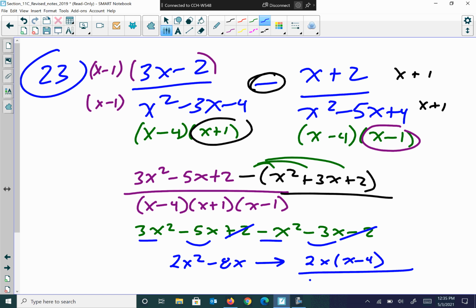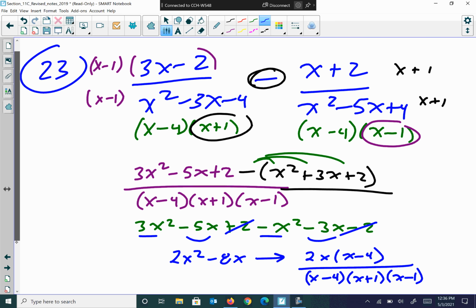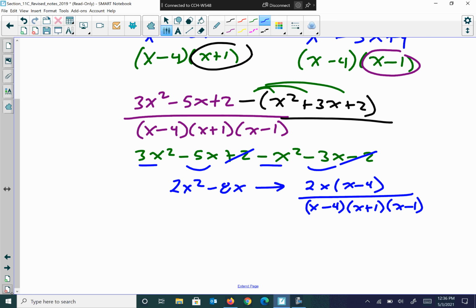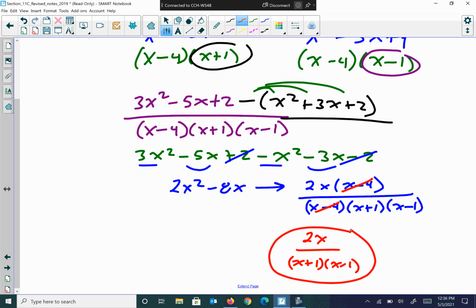And then I'm going to put it back over the denominator I had. And I know that my head's in the way, so I'll move it up here in a second. Not my head, but the display. Everyone feel comfortable with that? Okay, the nice thing is x minus 4's, they cancel each other out. So I'm left with an answer of 2x over x plus 1 and x minus 1. And that's it.